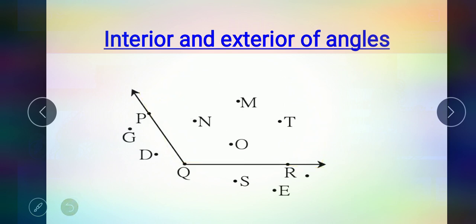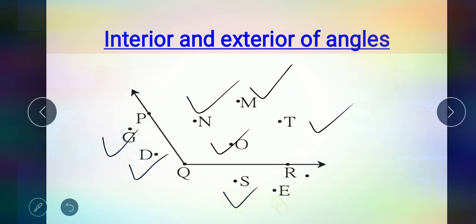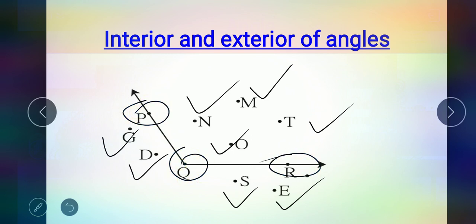When you see here, all the points M, N, O, T are in the interior of angle PQR, whereas the points G, D, S, E are in the exterior of angle PQR. The points on PQR itself are on the angle. So exterior, interior, and on the angle are the three regions whenever you see an angle, students.